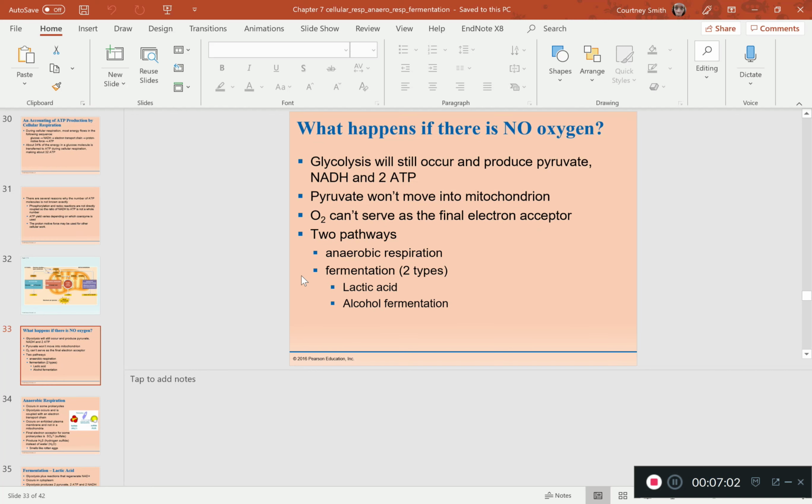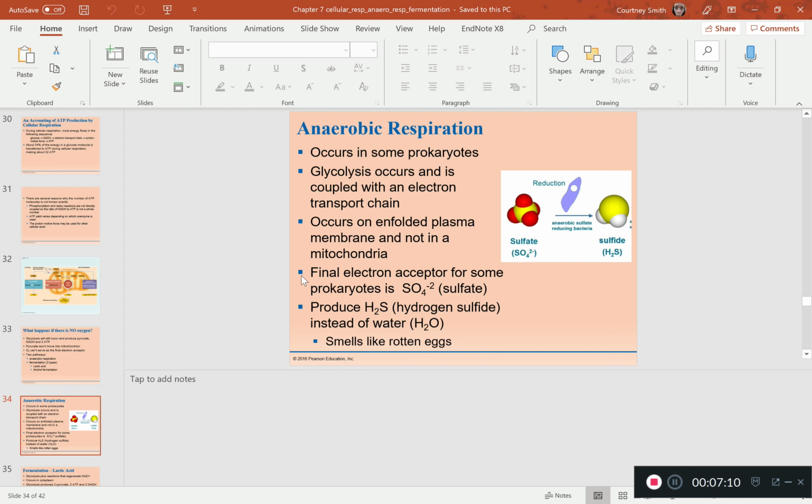Okay, so an anaerobic reaction. This is primarily in prokaryotes, not so much us. This is where glycolysis will occur, because glycolysis itself does not require oxygen to happen. The majority of bacteria will do this, and because they don't have mitochondria, they do this on their plasma membrane instead. And instead of using oxygen as their final acceptor, they'll use sulfate, SO4. From using sulfate, instead of making water, they'll make hydrogen sulfide.